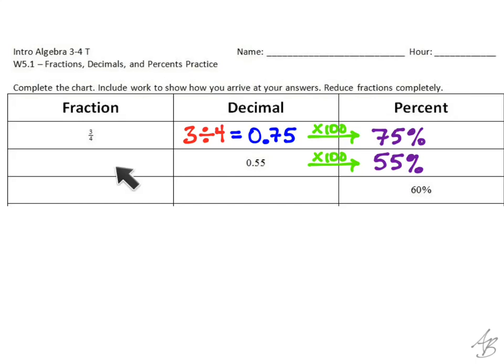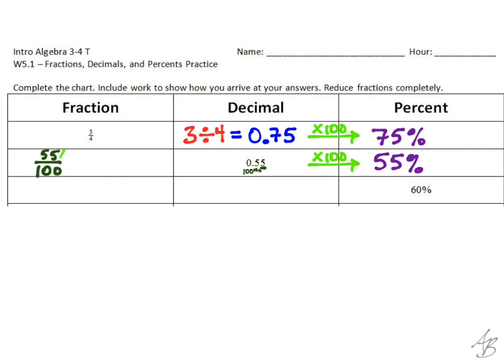For the fraction, we look at the decimal and we look at the last decimal place. And the place value, that 5 there, is in the hundredths place. And so that tells me that 100 is going to go in the denominator of the fraction. The numerator is just going to be the decimal but without the decimal point, so that's going to be our 55. That gives us the fraction 55 over 100.